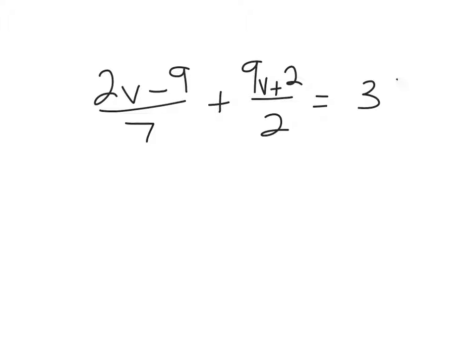If I have 2v minus 9 over 7 plus, 2v, yeah, it is 2v, I'm sorry. The other one is 9v plus 2 over 2, is equal to 38.